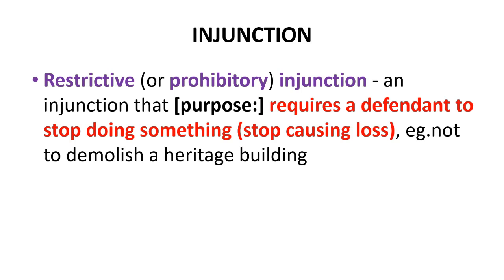The first type of injunction is called a restrictive injunction, also known as a prohibitory injunction. A restrictive or prohibitory injunction is an injunction that requires a defendant to stop doing something, that is, to stop causing loss. The purpose of a restrictive or prohibitory injunction is therefore to require a defendant to stop causing loss to the plaintiff.